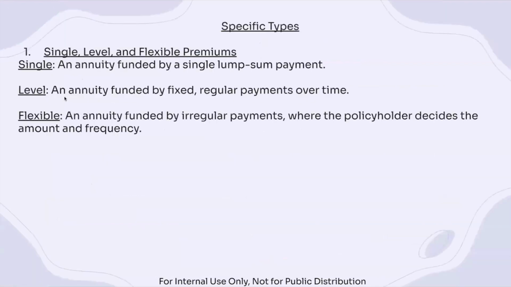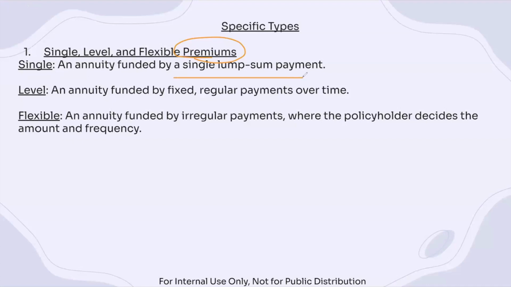So now let's take a look at specific types of annuity. Remember, we always want to tie everything to premiums, right? Because that's how it's funded, just like life insurance. We need premiums to fund these policies. So a single premium annuity is funded by a lump sum payment, just like a single pay or single premium life insurance policy.